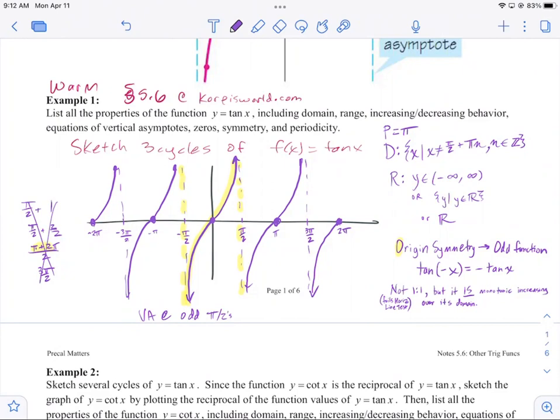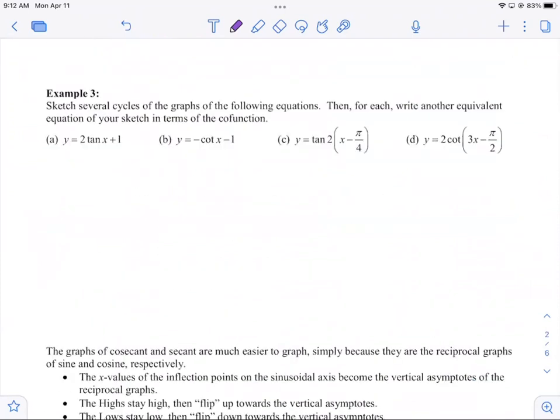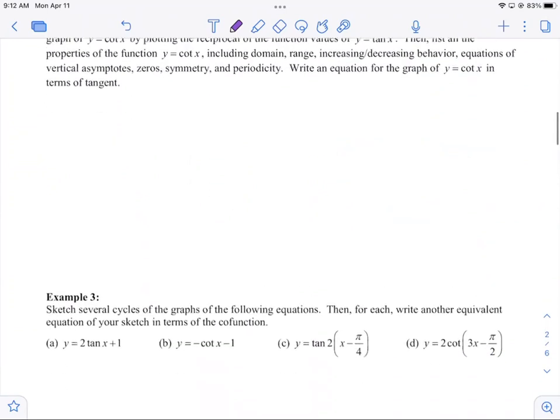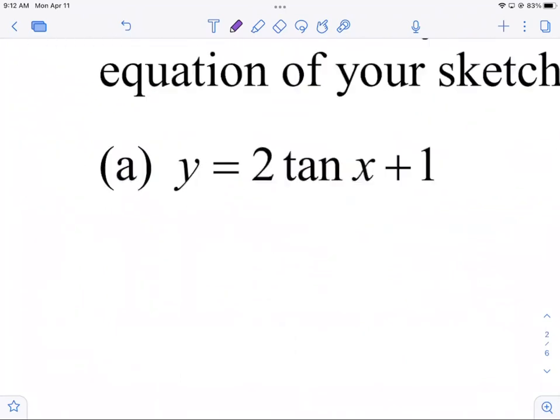Nice, nice. All right, let's go ahead and sketch some transformations of these fellows. Example 3, okay? Because we just kind of did example 1 and 2 combined. All right, so 2 tangent of x plus 1. First of all, what's the parent function? Tangent, yeah. Is it in standard transformation form?